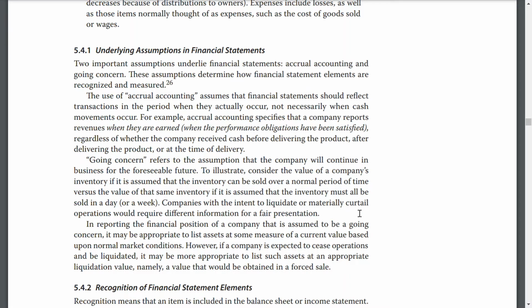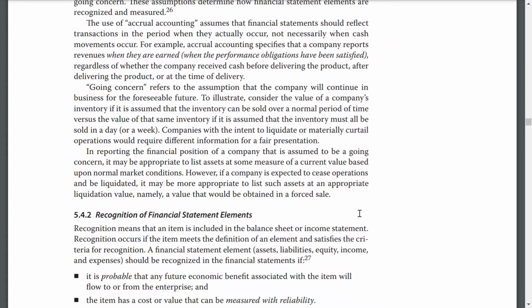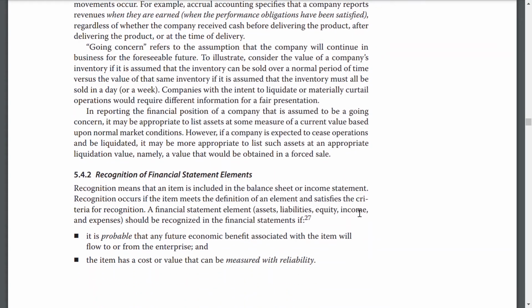Going concern refers to the assumption that a company will continue business for the foreseeable future. To illustrate, consider the value of a company's inventory if it is assumed that the inventory can be sold over a normal period of time, versus the value of the inventory if it is assumed that the inventory must all be sold in one day or a week. Companies with the intent to liquidate or materially curtail operations will require different information for a fair presentation.